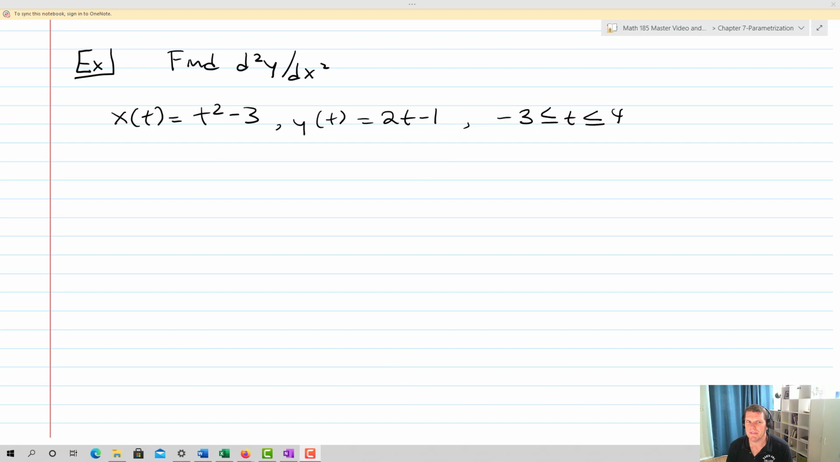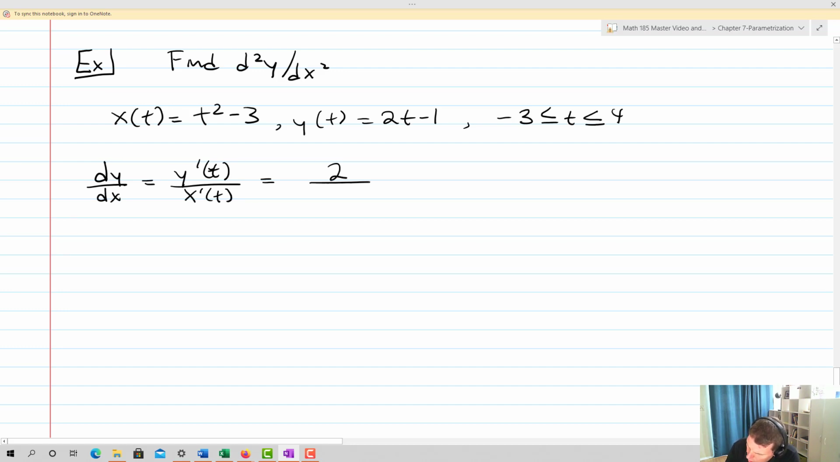So let's find the second derivative now. And let's say we have this parametrization. We have x of t equals t squared minus 3, y of t equals 2t minus 1, and we'll go from t greater than or equal to negative 3 and less than or equal to 4. So first what we're going to do is find dy dx. Okay? So dy dx is going to end up equaling y prime of t over x prime of t. And that ends up being 2 over 2t, which is simply 1 over t.